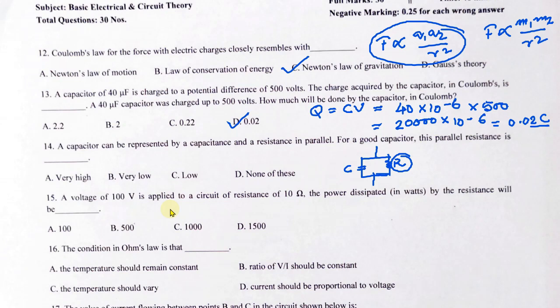For a good capacitor, this parallel resistance is very high, very low, low or none of this. Definitely you can see when the value of R is high, the current through R will be low, and when the value of R is low, the current through R will be high. So in the first case, I squared R is less. So when the value of R is very high, the losses in the capacitor will be less and we will call it a good capacitor. So option A here is the correct answer.